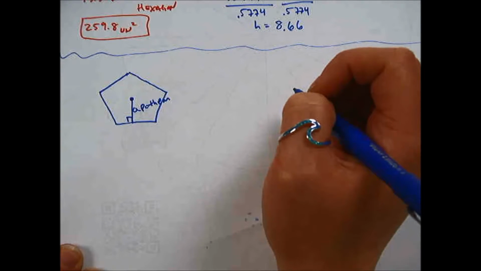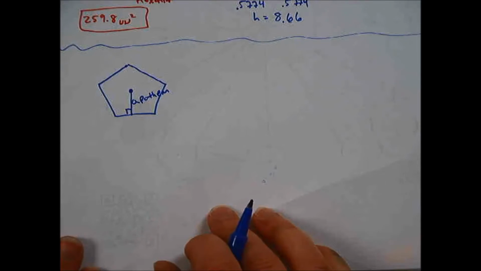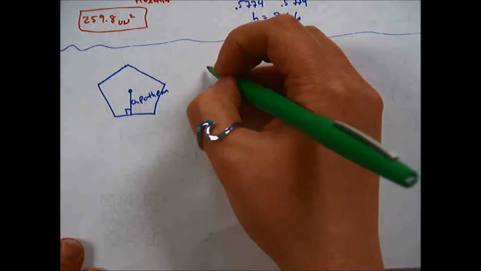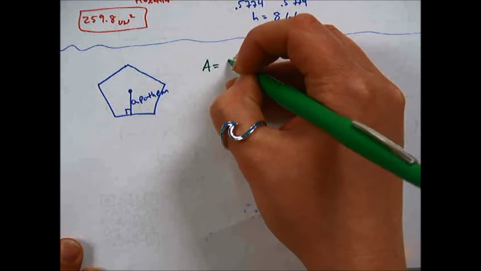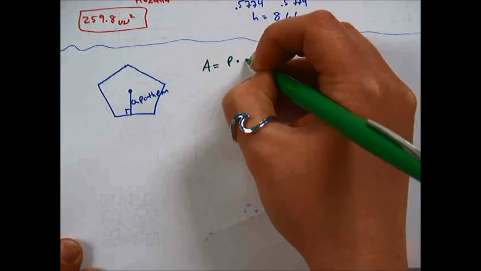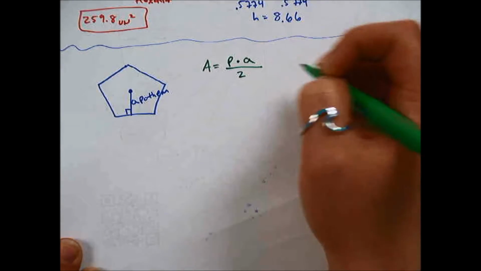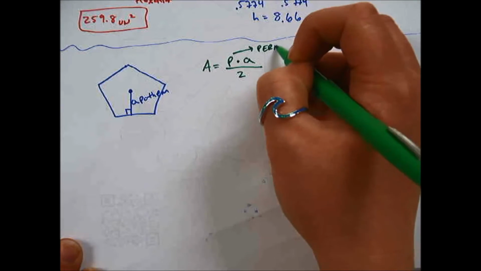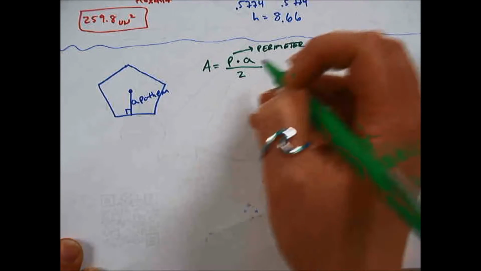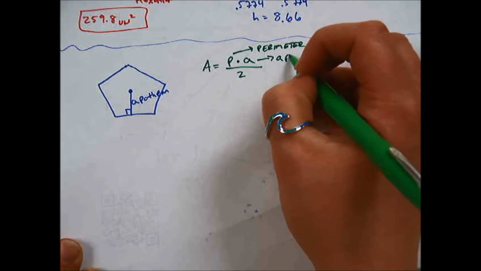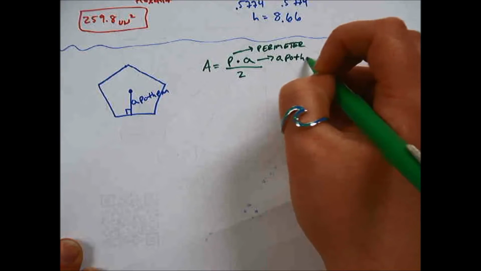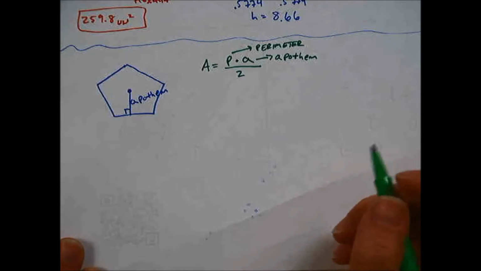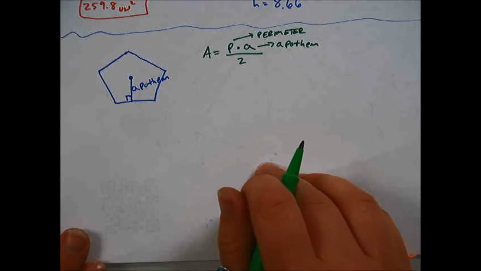And it's spelled A-P-O-T-H-E-M, apothem. Okay, so to find the area of a polygon, it's equal to the perimeter, P, times the apothem, divided by 2. So this is the perimeter, this is the apothem, divided by 2. Okay, so sometimes the hard part here is finding the apothem.